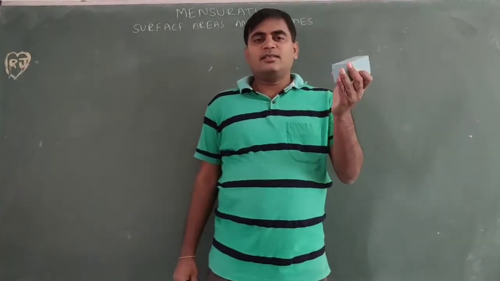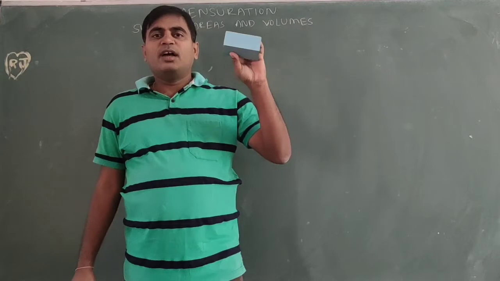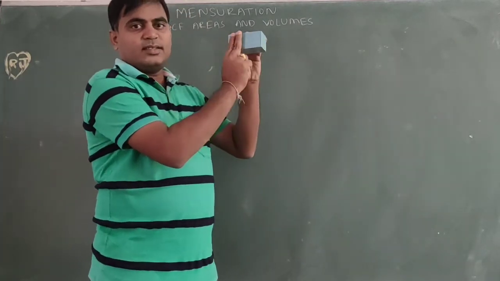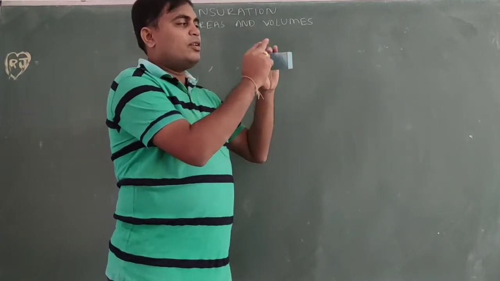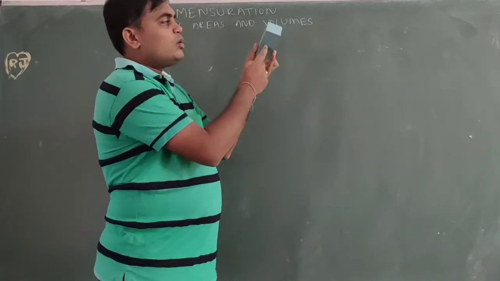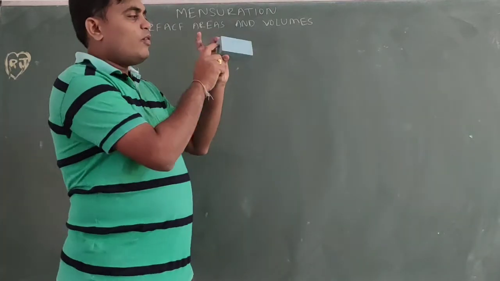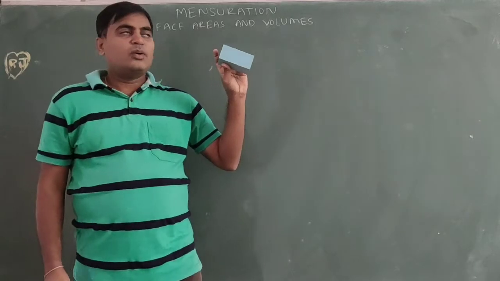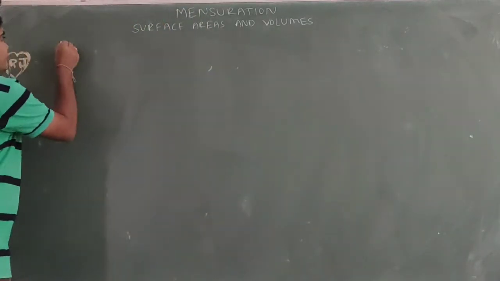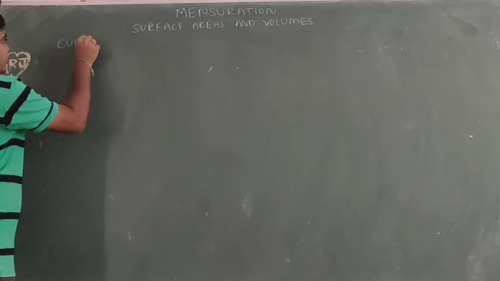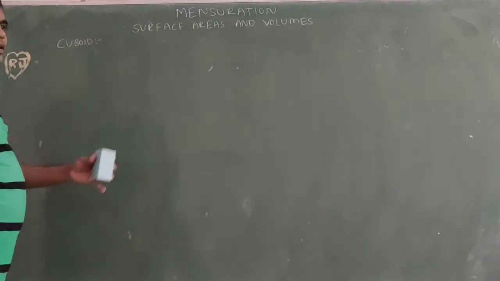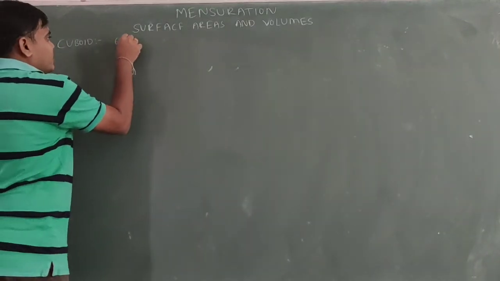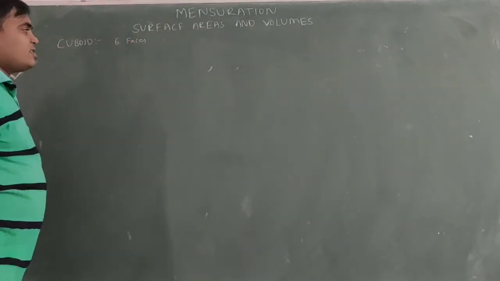So this is a solid. The shape of the solid is a cuboid. This is called a surface, and this is another surface. 1, 2, 3, 4, 5, 6. So these are the 6 surfaces. First, the cuboid. This is the shape of the cuboid. A cuboid has 6 faces or 6 surfaces.